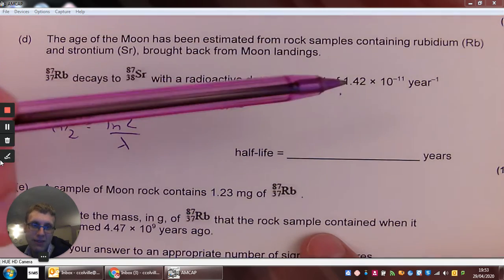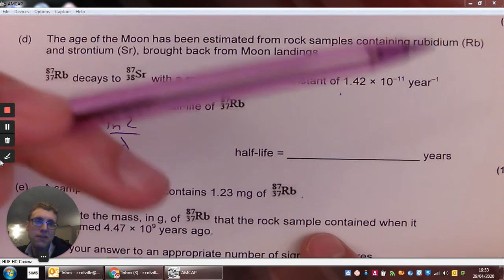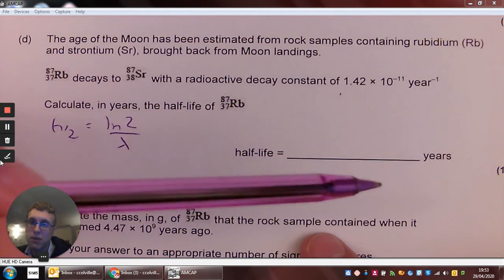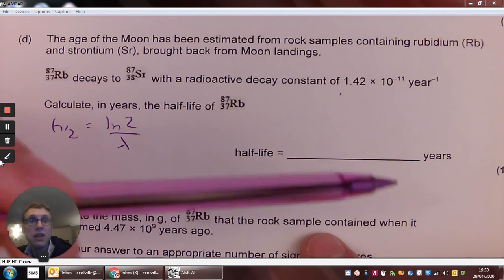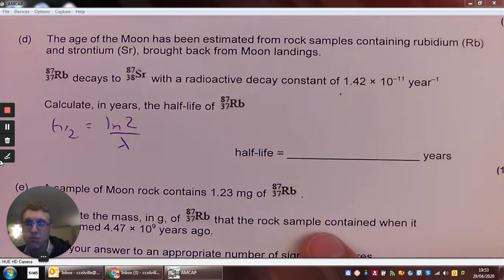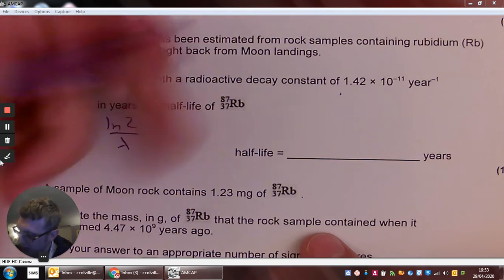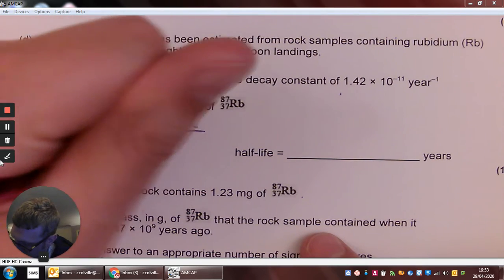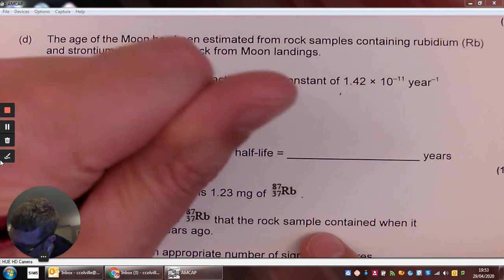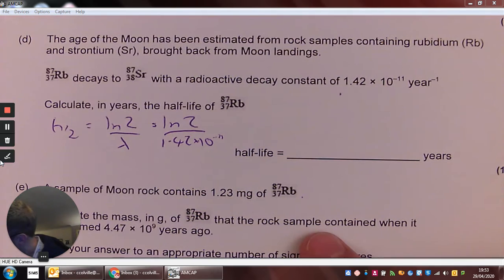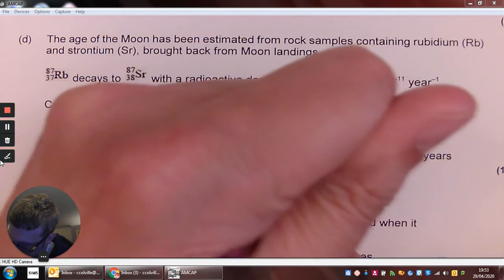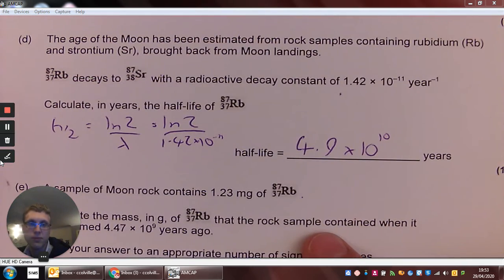We should probably put that in seconds. We should do a half-life in seconds. But the fact that both of those are in years, we don't need to worry about it. We can just leave everything nice and simple. If one was in years and one was in seconds, then we might need to start doing conversion. But let's just get these numbers straight in there. 1.42 times 10 to the minus 11. So my half-life is going to be 4.9 times 10 to the 10 years.